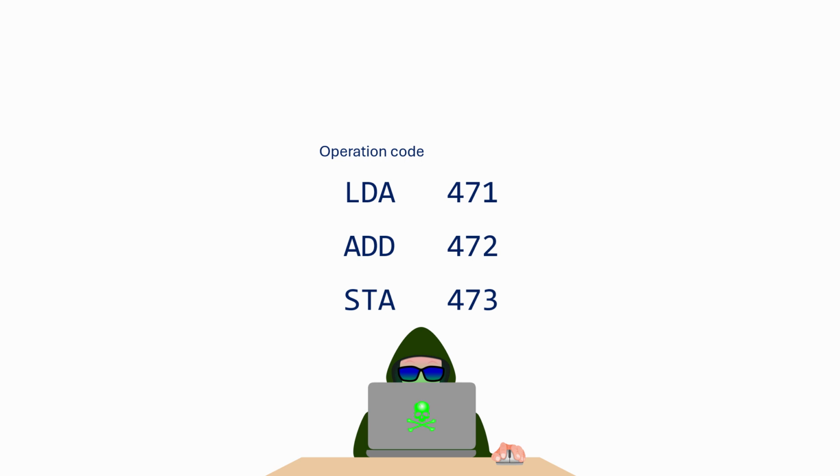The first part is a command like load, add, or store. It's the operation being performed, and it's therefore known as the operation code. The second part of the instruction is the thing that the command is operating on. This is known as the operand.